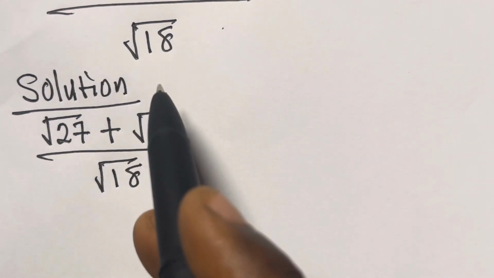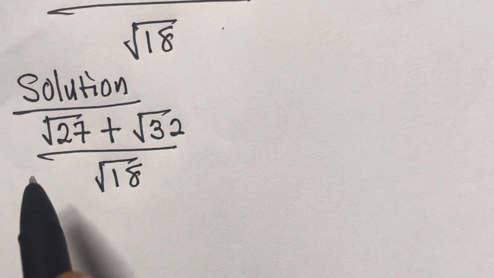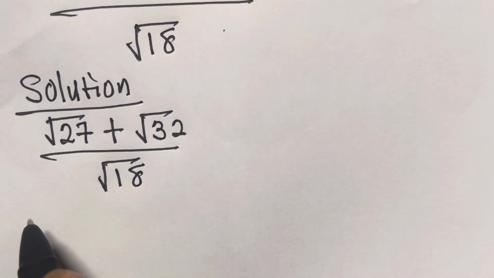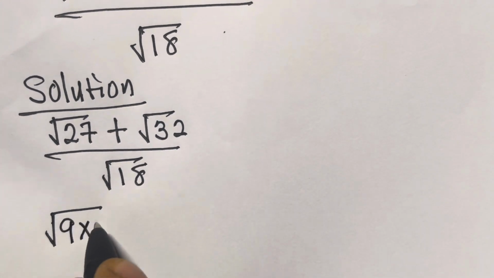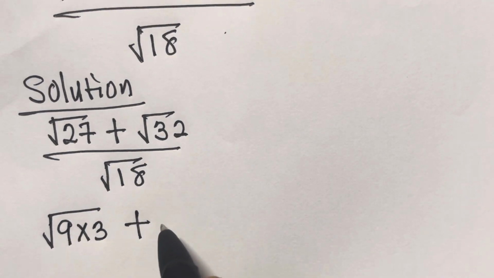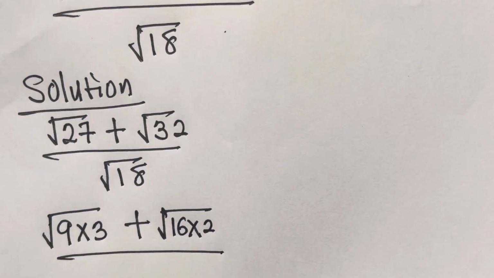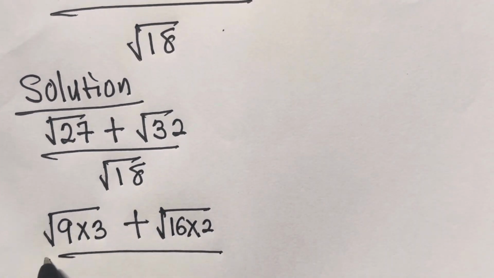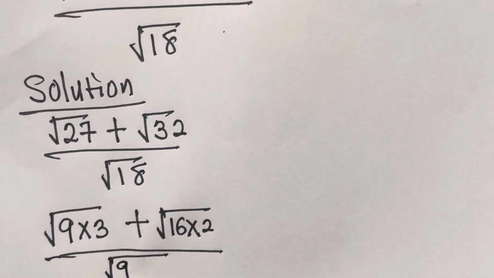We have to express the following numbers as the product of two numbers in which one will have square root and the other will not have. Let's see. 27 can be expressed as the product of 9 and 3. We have square root of 9 multiplied by 3. Then 32 can be expressed as the product of 16 and 2. We have square root of 16 times 2. 18 can be expressed as the product of 9 and 2. We have square root of 9 times 2.